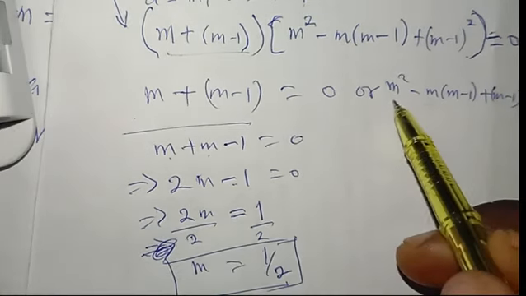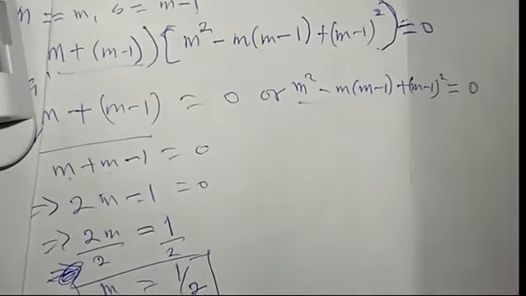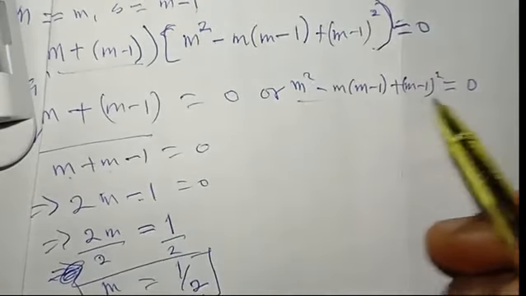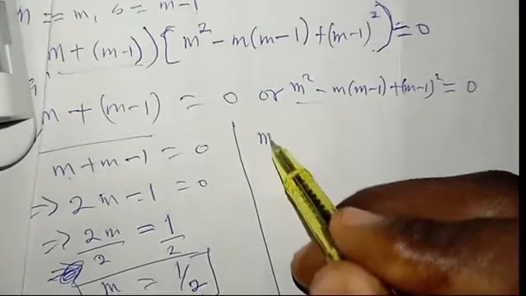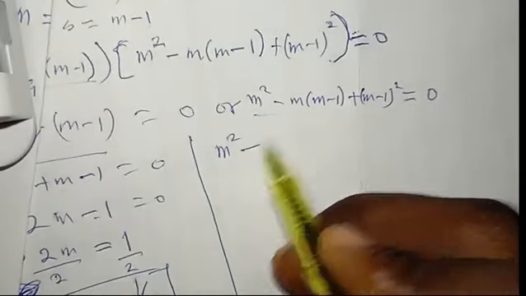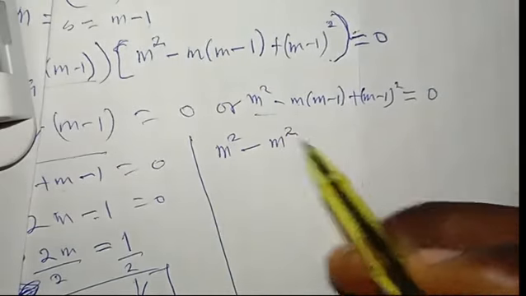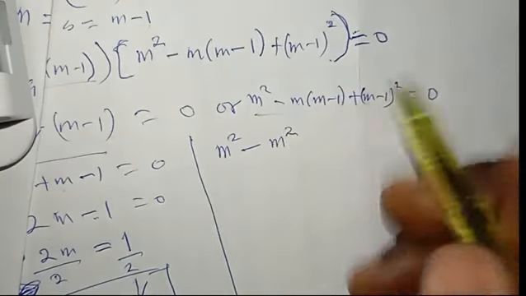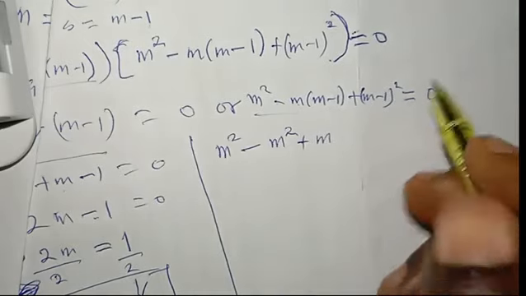And now solving for this case right here, we just go ahead and simplify this. So we have m squared. I'm going to open this bracket right here: minus m times m is minus m squared, and then minus m times minus 1 gives us a plus m.